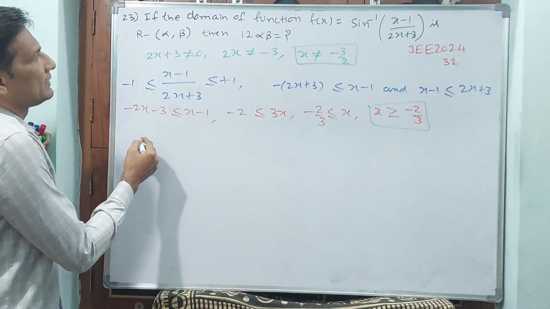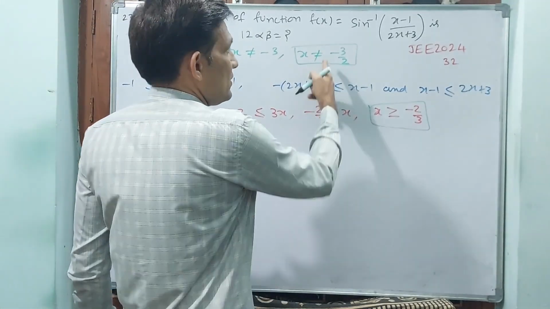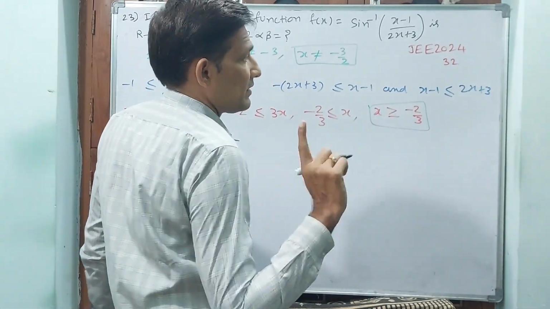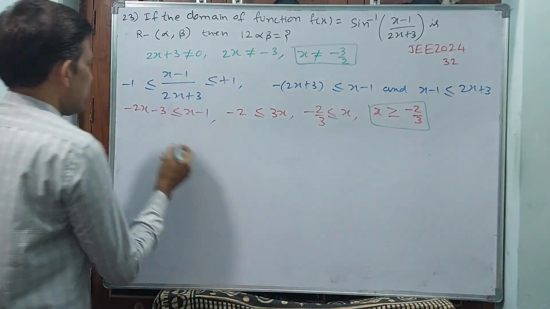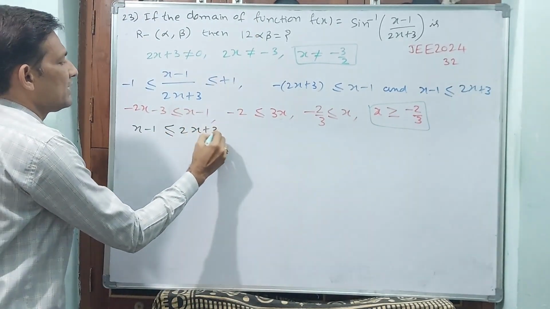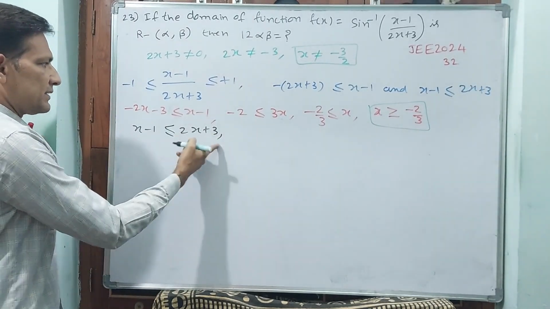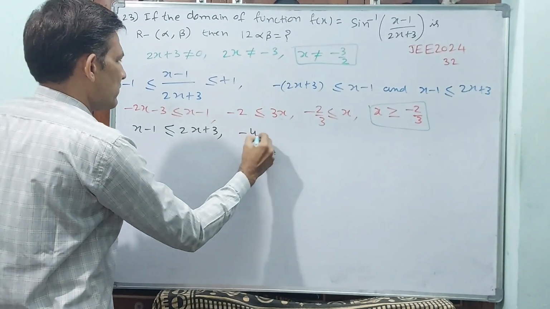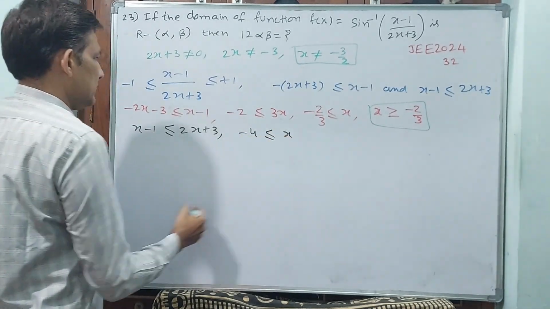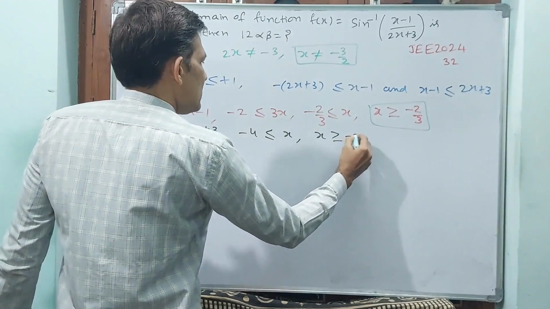Afterwards, come back. Now you go for this one. This is minus 3 by 2, this is minus 2 by 3. Carefully you take it. Now you take this one: x minus 1 is less than or equal to 2x plus 3. Now send the x to that side and 3 to this side, so minus 4 is less than x. Or else x should be greater than minus 4.